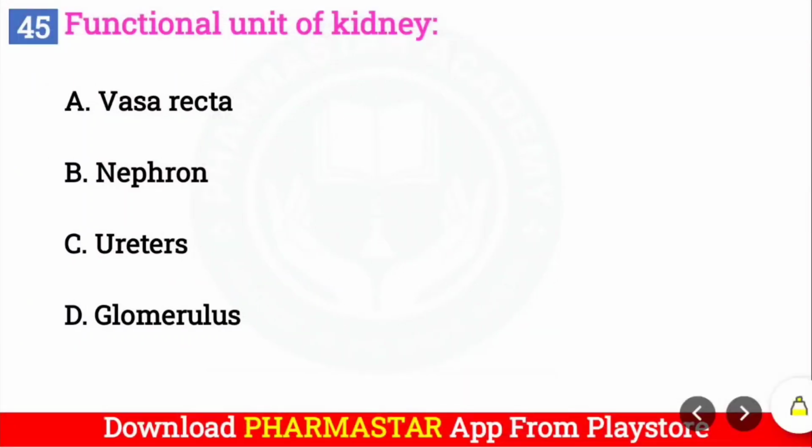Next question. Functional unit of the kidney. Option A, vasa recta. B, nephron. C, ureters. D, glomerulus. The nephron is the structural and functional unit of the kidney. Each human kidney contains approximately 1 million nephrons, which are responsible for filtering the blood, reabsorbing essential nutrients and producing urine. That's why the correct answer is option B.